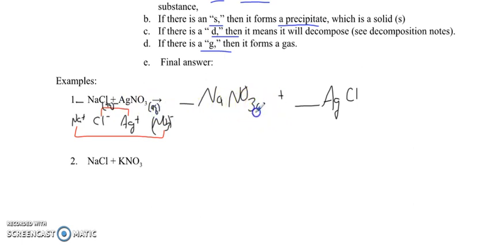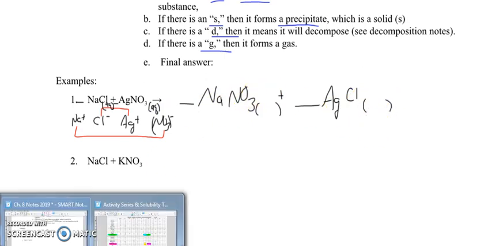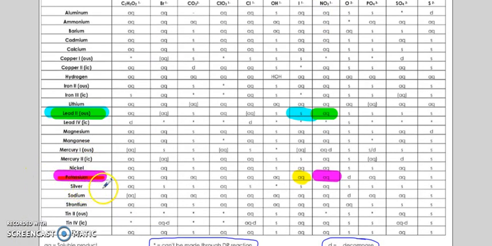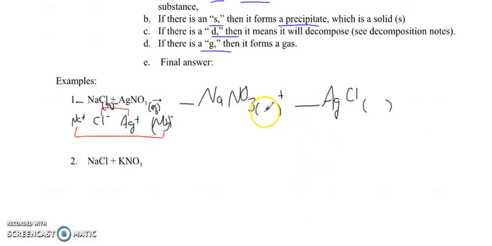Now we've got to figure out what each of the products are. I need to have at least one new thing to make this a reaction. So let's check our table. We have sodium nitrate. So let's see, where's sodium? And then nitrate is right here. That's aqueous. So is it a reaction?